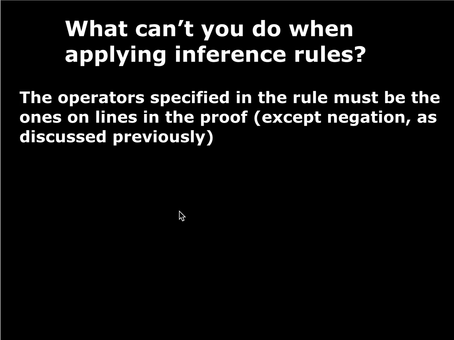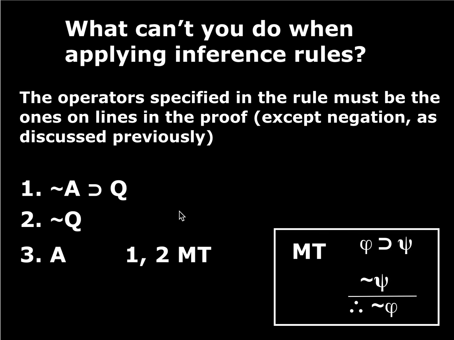Second thing you have to do: the operators that are specified in the rule, conjunction, disjunction, conditional, whatever, have to be the same operators that are in the statements that you're applying the rule to. Okay, so what do I mean by that? Again, here's modus tollens. We have a conditional, we have the negation of the consequent, so someone derived the negation of the antecedent. That's fine.